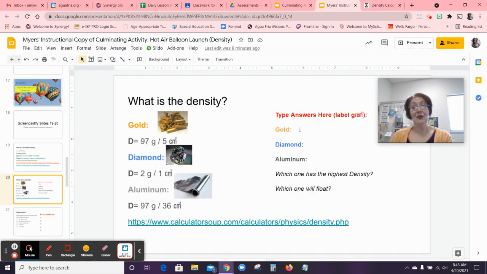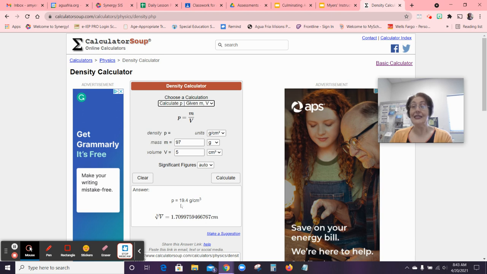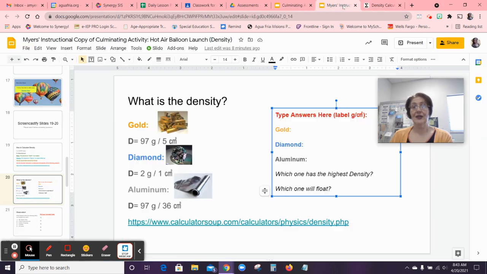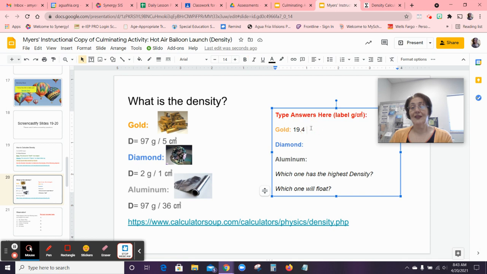Well, I'm just going to have you go ahead and put in the number. Okay, so that's how you're going to do it. It's going to be a little tricky, but you can do it. All right. So the number is 19.4. So let's go ahead and type in 19.4. All right, and this is where it's going to get tricky. You're going to copy and paste the units of measurement, which is right here. So you're going to copy, and you're going to put it right there, and you're going to paste.